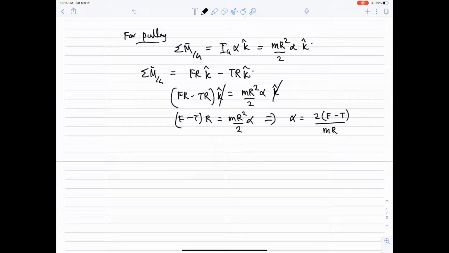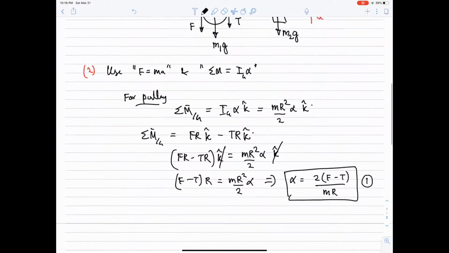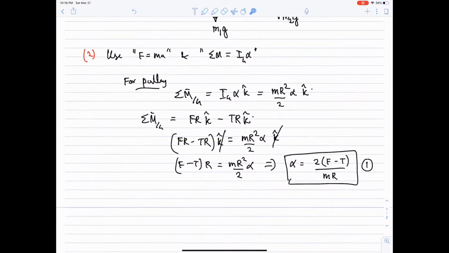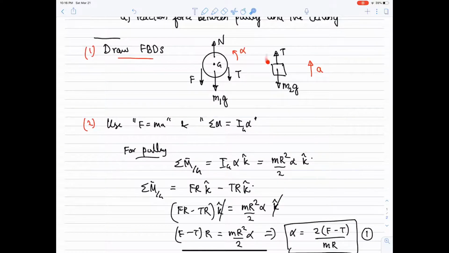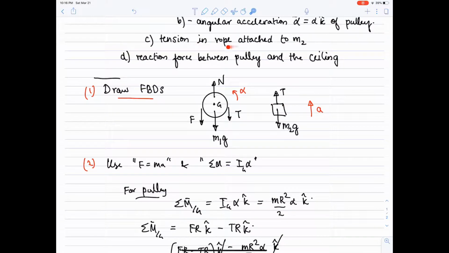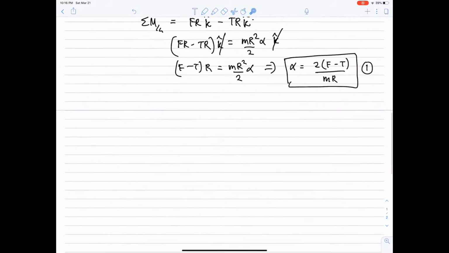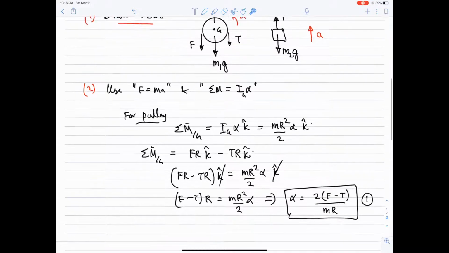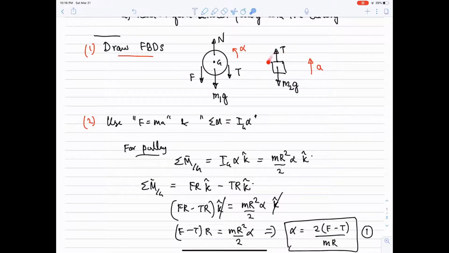Okay, this is not the answer yet, although it's a useful equation. Let's call this equation number 1. It's not the answer yet because we do not know what the tension is. We've written the angular acceleration in terms of the tension T, which is also an unknown, the tension of the rope attached to M2. So let's continue. All we've used is sum of moments equals I alpha, and we've gotten one relationship. We can do sum of forces equals ma for this mass, and also for this mass.